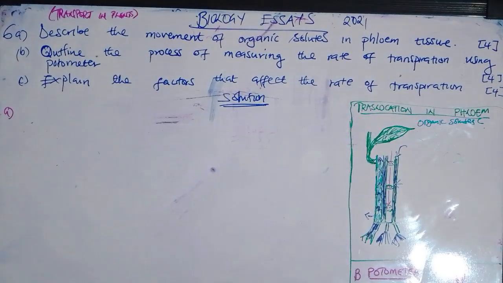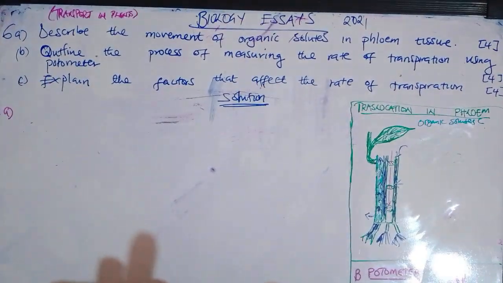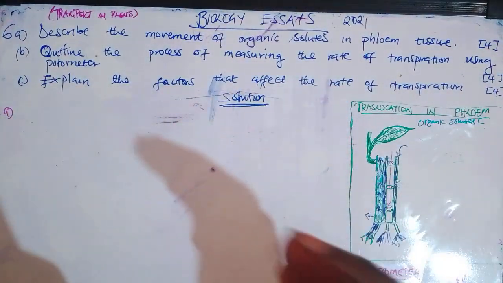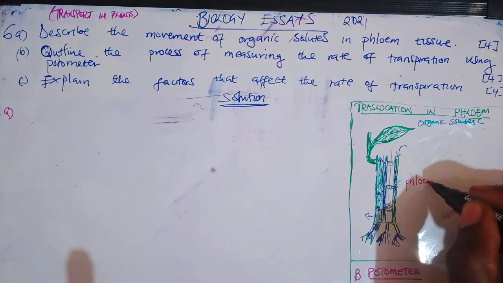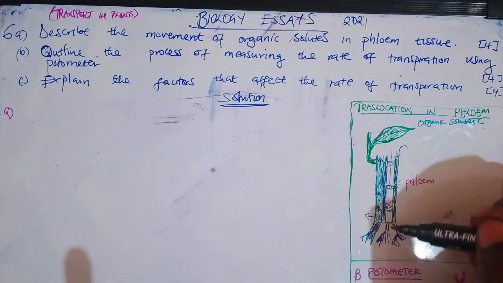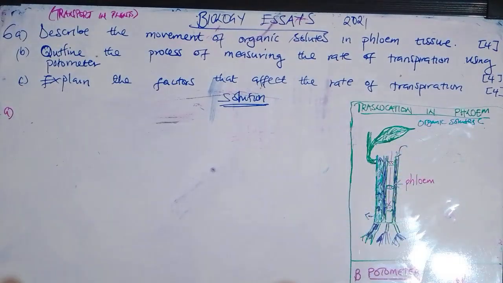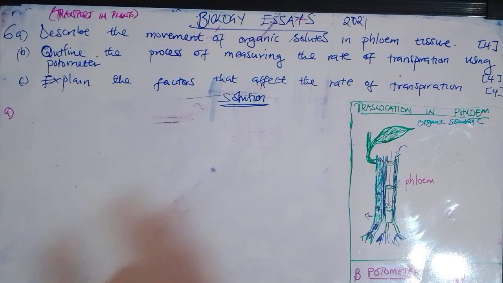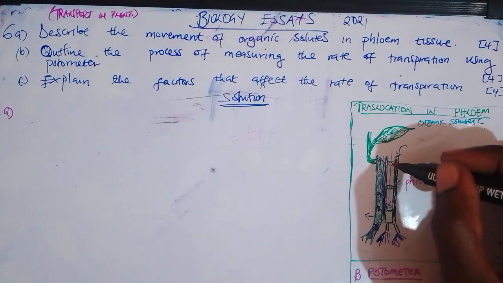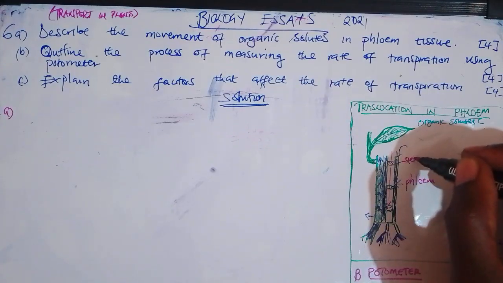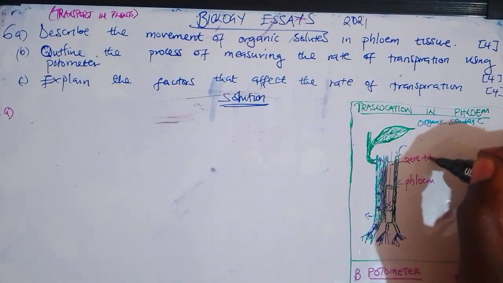We said the first part which is responsible for transporting organic solutes is known as the phloem. This thing is what is known as the phloem. And the phloem has small tubes which are known as sieve tubes. These two dot-like structures are known as sieve tubes.